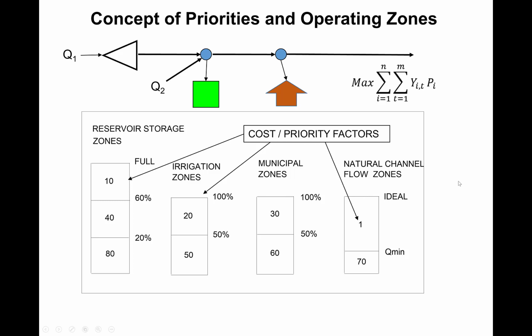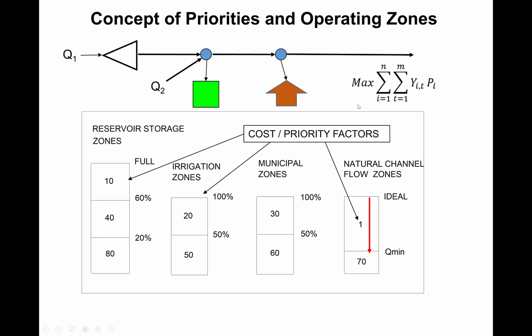priority factor. When we have reduction in supply, you will notice the first component that would have its water supply reduced would be the ideal zone of the natural channel. How would this be visible? Well, simply the runoff that is coming from the tributary would be diverted to irrigation and to the municipal component, thus reducing the flow in the most downstream channel.